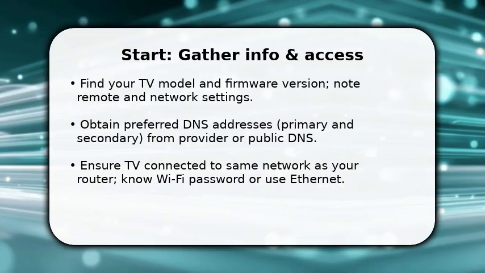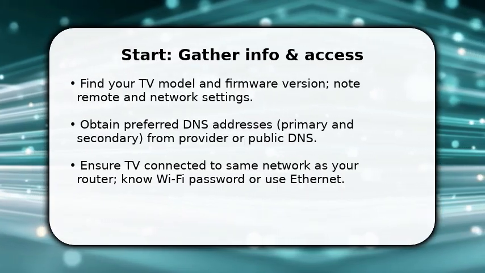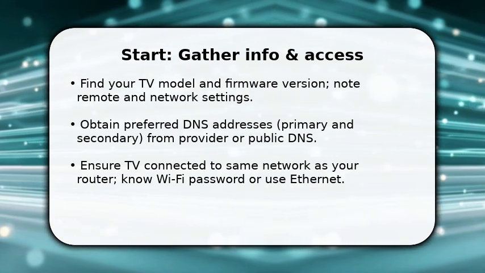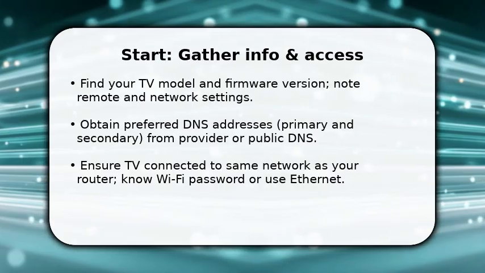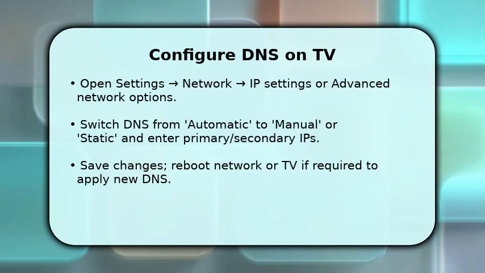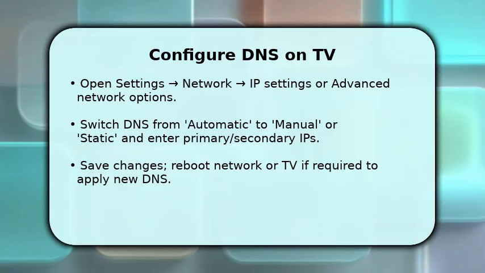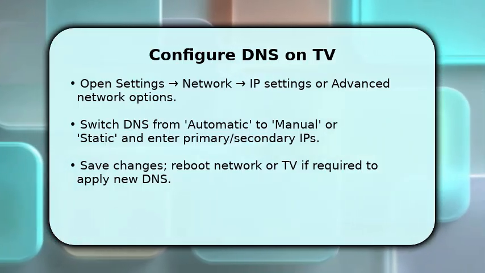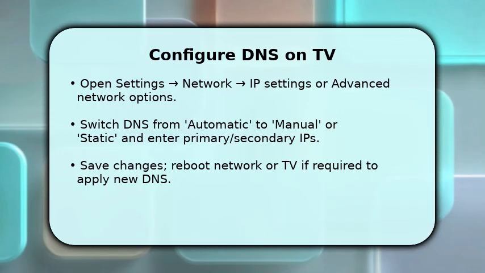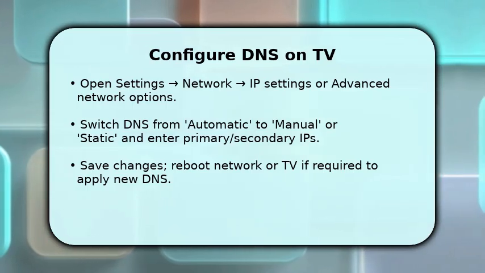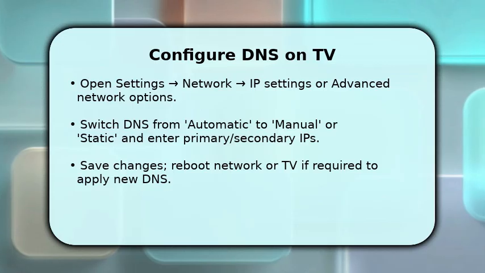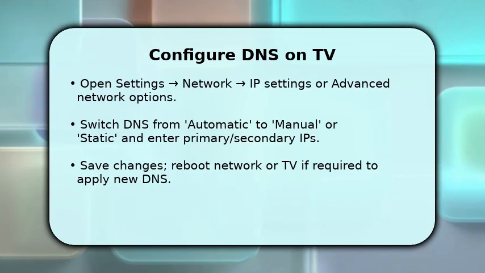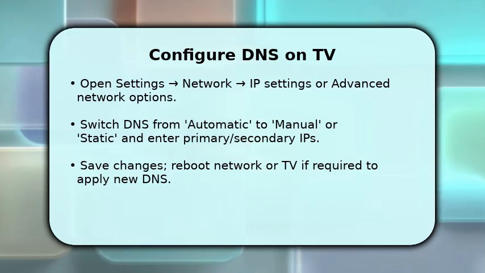Now proceed to set a static or manual DNS entry, so the TV uses the new addresses rather than the ISP defaults. You navigate to Settings, then Network, and locate IP or DNS settings, because this is where you override ISP defaults. Change DNS from automatic to manual, then type the primary DNS followed by the secondary. Accuracy is crucial since a typo breaks name resolution. After saving, either restart the TV or toggle the network connection to force a refresh.